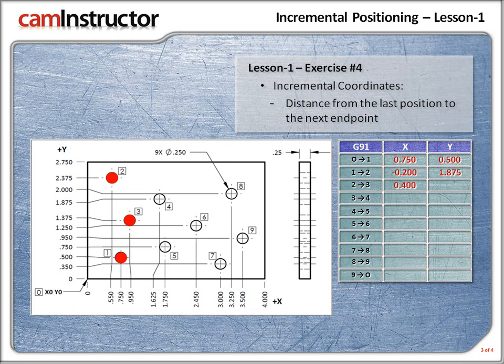Now, how do we get that? The 0.95 dimension minus this 0.55 dimension is 0.4.